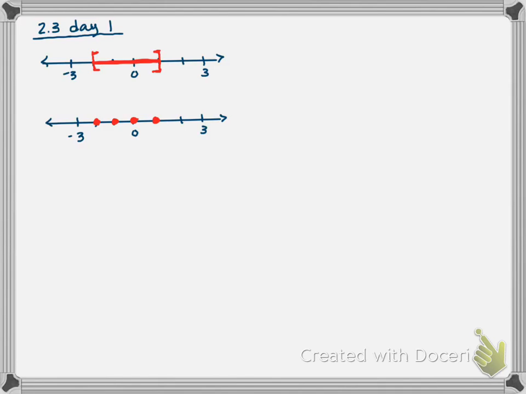So we call this guy a continuous set. Because going from the bottom number to the top number, I don't have to jump around at all, right? I don't have to skip anything. It's a straight shot. And then we call this a discrete set.